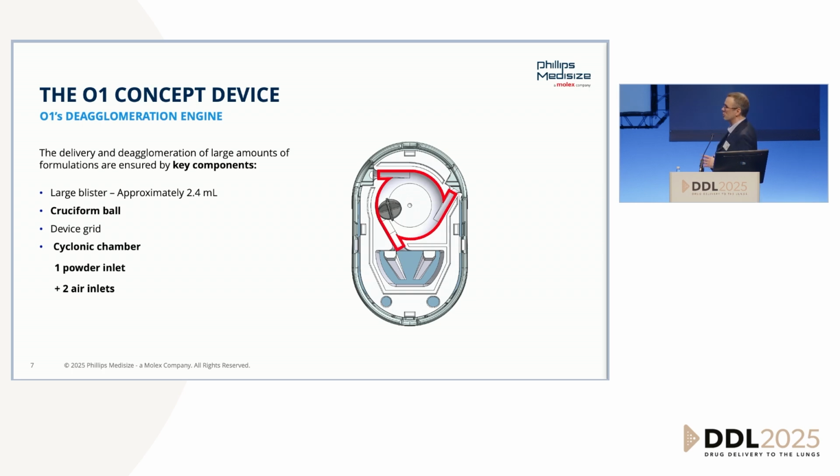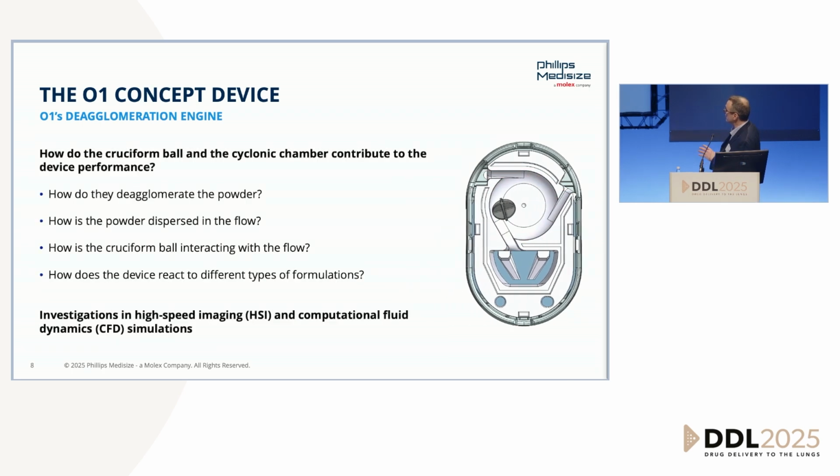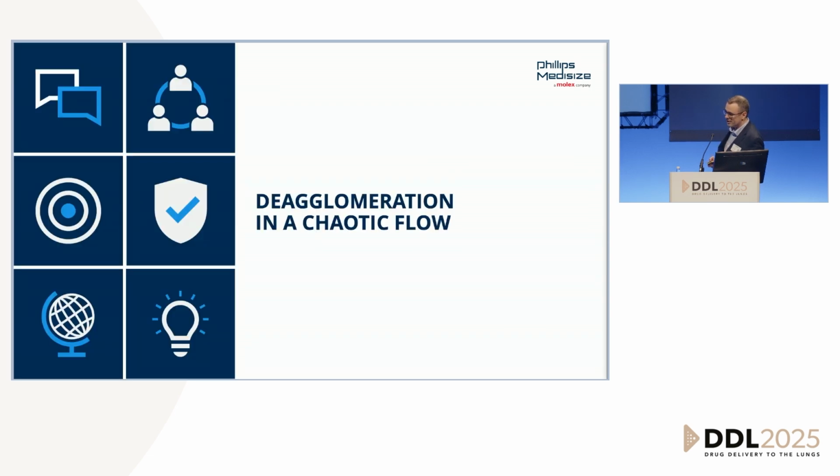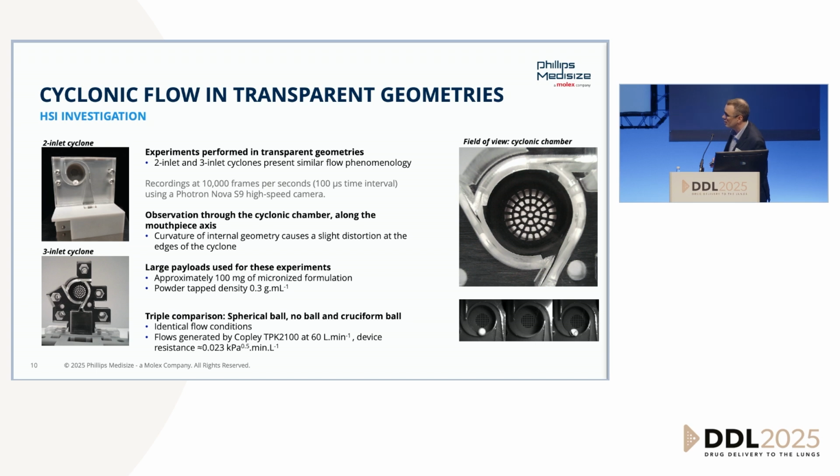And the whole point of this presentation is to understand how this cruciform ball and the cyclonic chamber manage to deagglomerate these large amounts of powder. What is the mechanism? How is the powder dispersed by the flow? And what's the impact on performance? We've addressed this from 2 angles: direct visualization of the flow in high-speed imaging and a rationalization by simulation. So we'll start with the visualization in high-speed imaging.